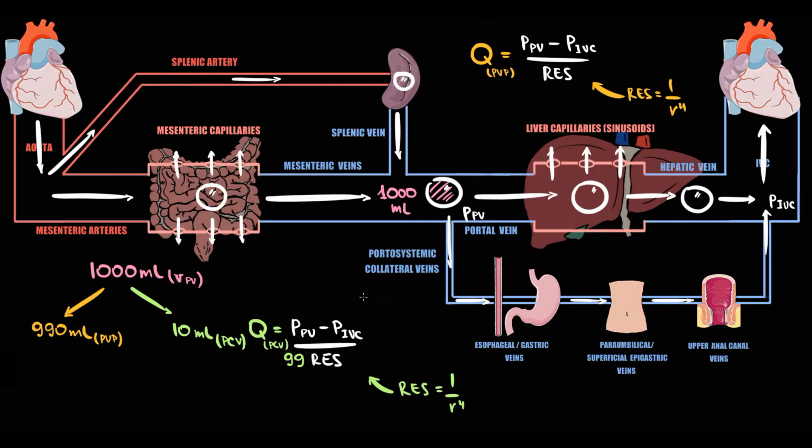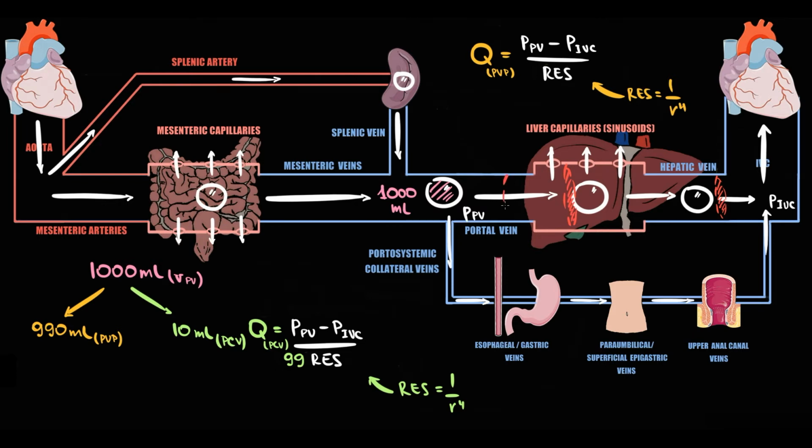Hey, language! So the concept here is that if something causes an obstruction to the portal vein pipeline, it can be obstruction of the hepatic vein, or obstruction of the liver sinusoids, or obstruction in a distal region of the portal vein. In this case, fluid begins to accumulate in the portal vein.